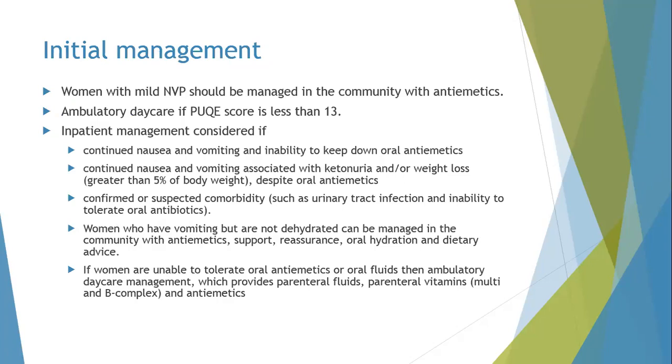The initial management, if she has mild nausea and vomiting, she should be managed in the community with antiemetic. Go home and take antiemetic, or ambulatory daycare if the PUQE score is less than 30. Ambulatory daycare means she will come to the clinic to take fluids and medication, and she will go home. She will not be admitted. All this is to minimize the number of admissions.